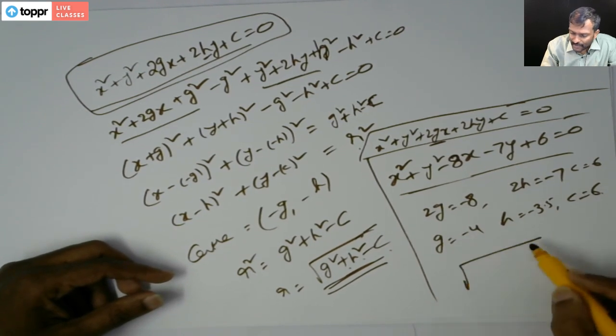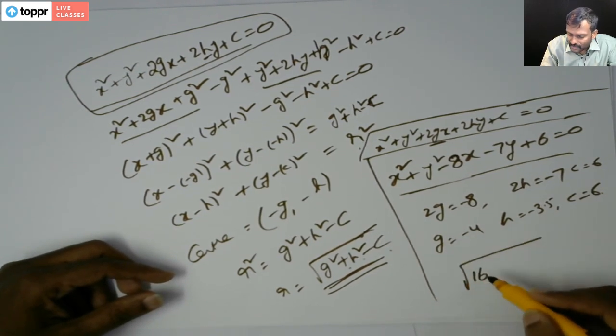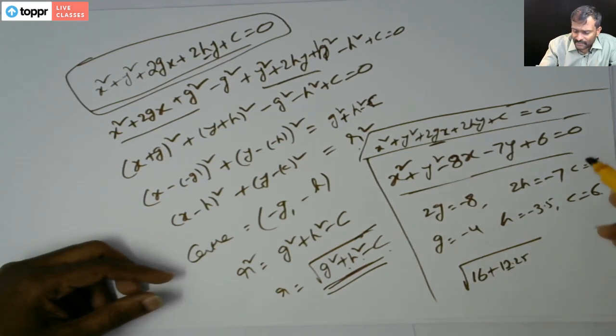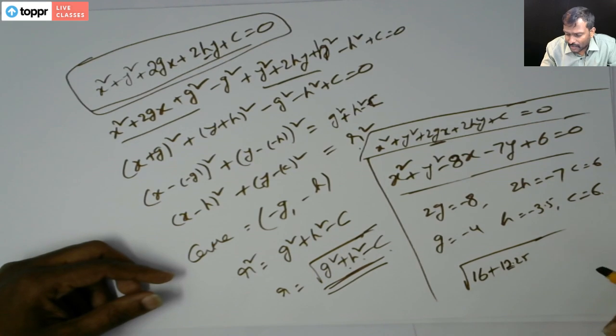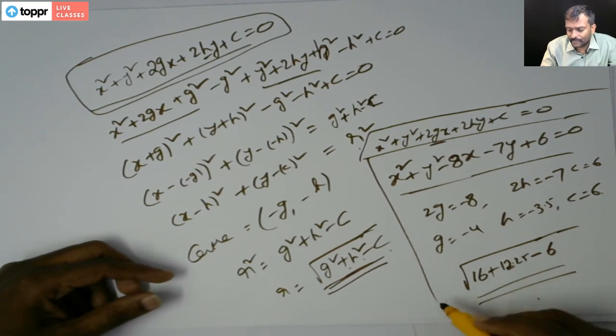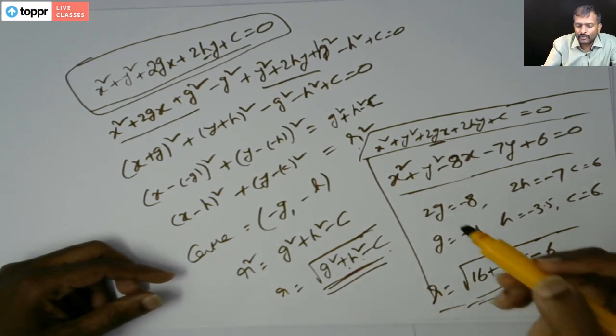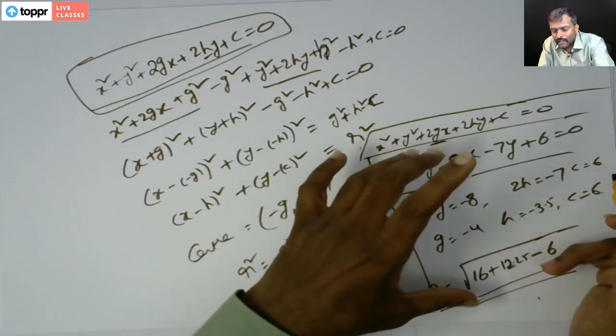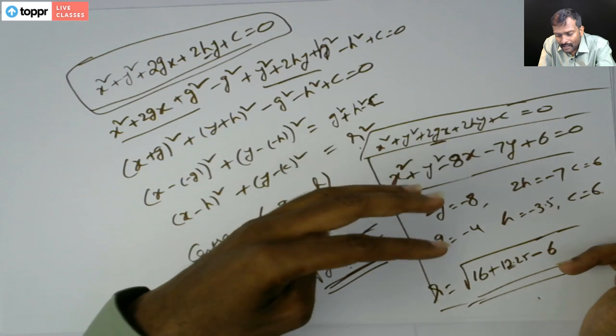So you can simply write it as 16 plus 12.25, I guess 3.5 and 3.5 would be 12.25, minus 6, and you simplify this and this would be your radius straight away. So instead of doing all this, we have a general rule where you can easily identify the center.